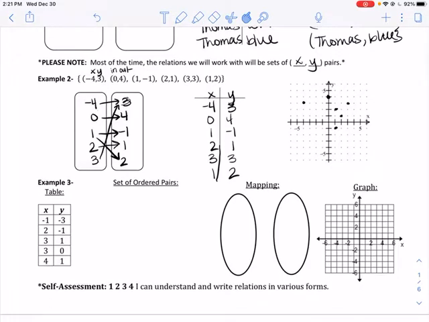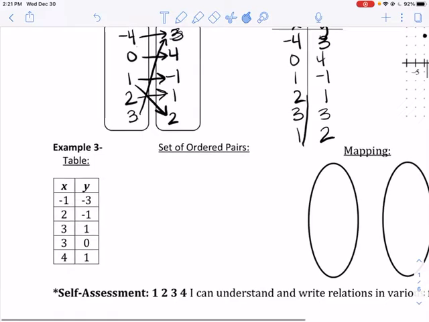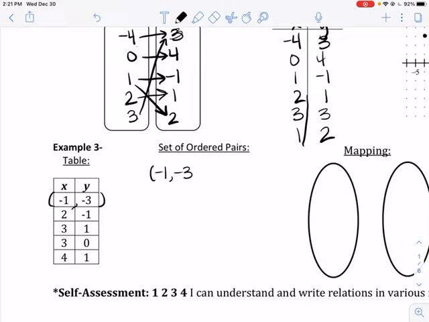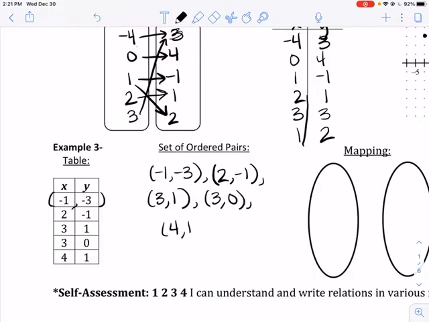I'm going to show you real quick how to make your table turn into a bunch of ordered pairs. Hopefully it's really easy. You can just read them as parentheses, literally like that. So we're going to take this and write -1, -3, then comma, then 2, -1, then comma, 3, 1, comma, 3, 0, comma, and 4, 1, comma. And then to indicate that it's a set, you put your little squiggly brackets saying all these points are together. We're talking about all of them at the same time.